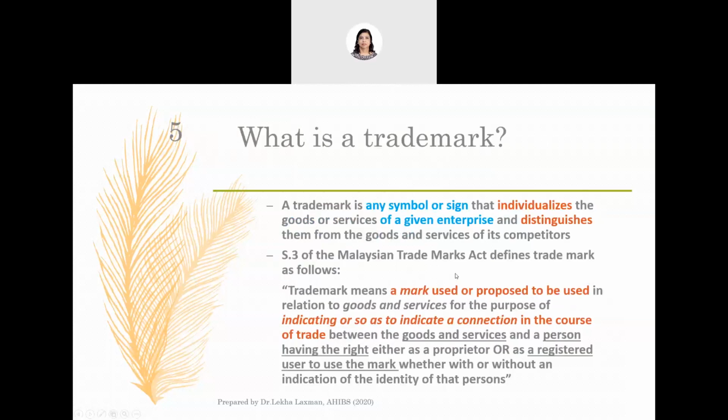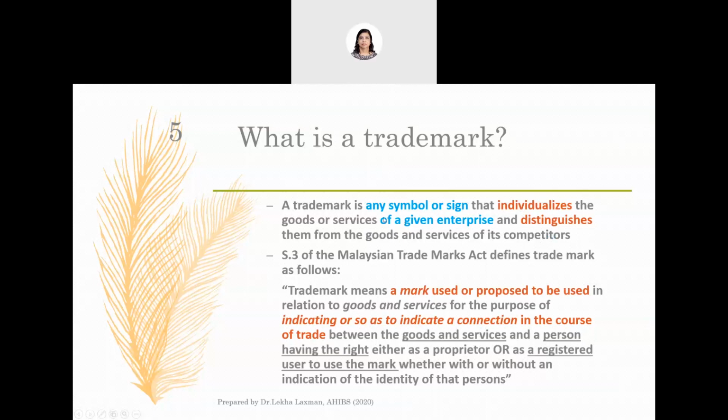Okay, so what is a trademark? A trademark is any symbol or sign that individualizes the goods or services of a given enterprise. Here, enterprise means a given company dealing with that particular product or service. And also, it distinguishes them from goods and services of its competitors. So there are two functions here.